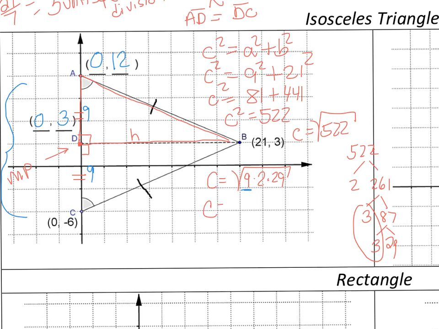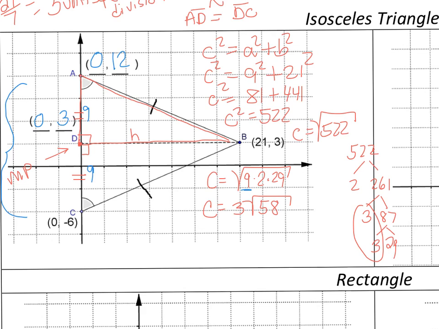So c equals 3, which is the square root of 9. And I'm going to put back the other two numbers. 2 and 29 are both prime numbers, so I'm going to multiply those back together. I know I can't find any perfect squares there. So c then is 3 square roots of 58.